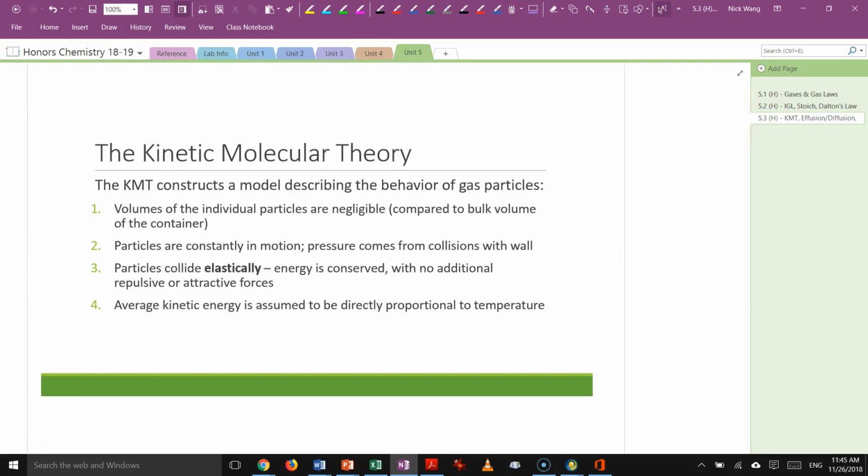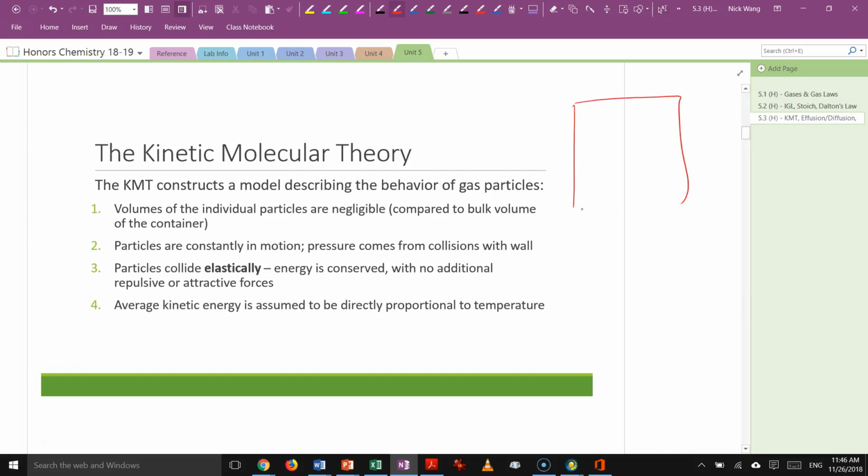And that's what this kinetic molecular theory is all about. Oftentimes you'll see it abbreviated as just the KMT. So notice that the kinetic molecular theory refers to the KMT and vice versa. But really what we're doing is generating a model. This theory is based on the structure that we're putting together that describes the behavior of these gas particles. First of all, it says that the volumes of the individual particles themselves are negligible compared to the bulk volume of the container.